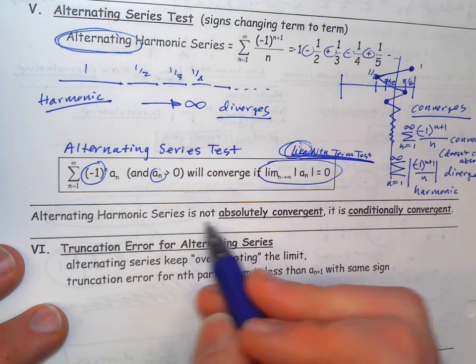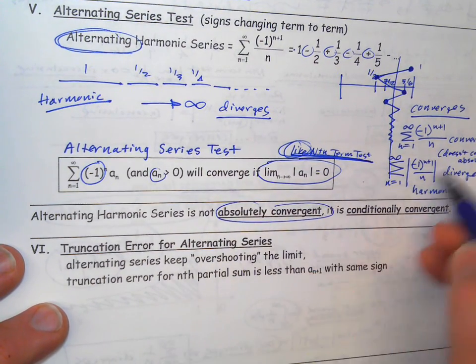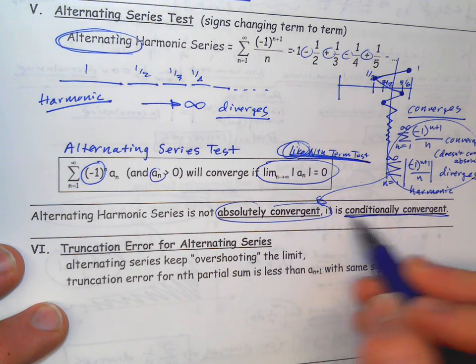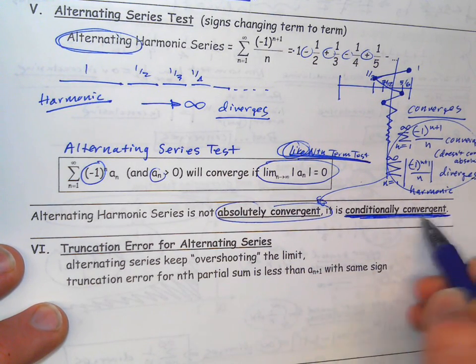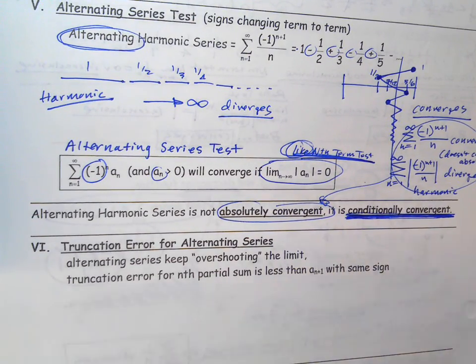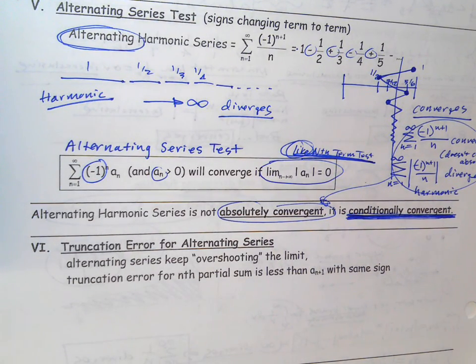Alternating harmonic series is not absolutely convergent. So that's what is shown over here. Okay, it is conditional. We call it conditionally convergent, meaning it only converges as its original self. But if you force it to be all absolute, all positive, it will not converge. So we say it converges conditionally.